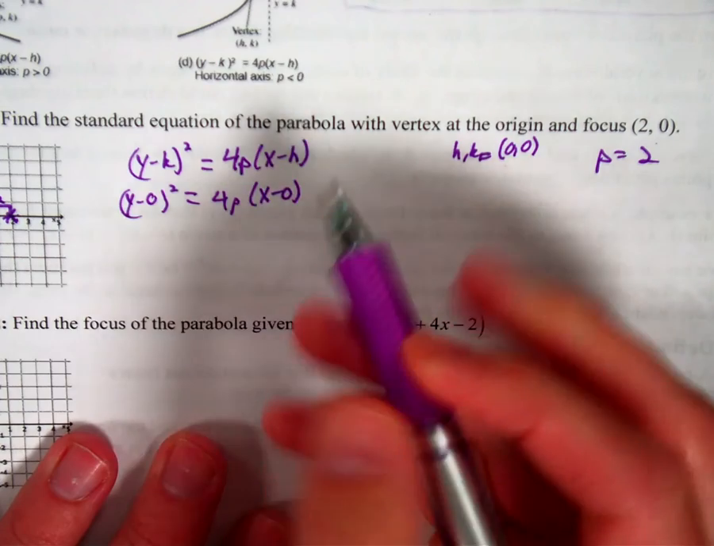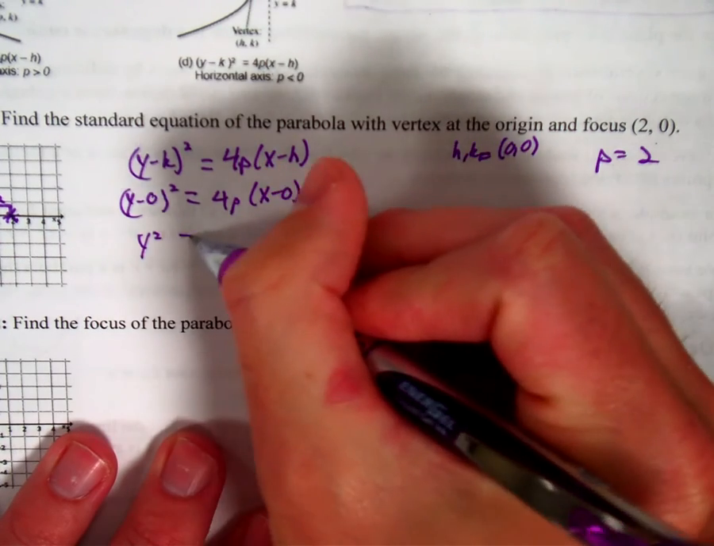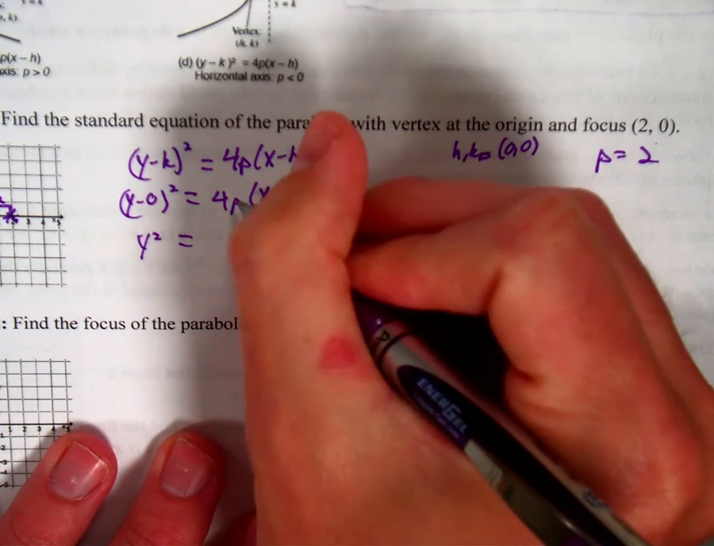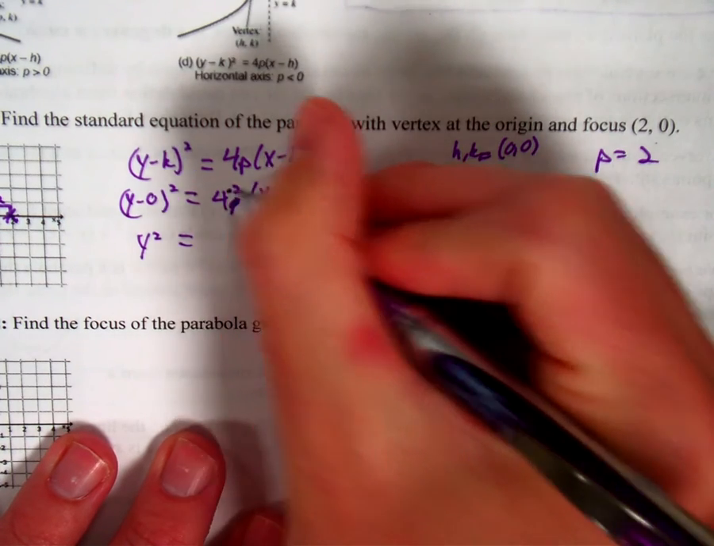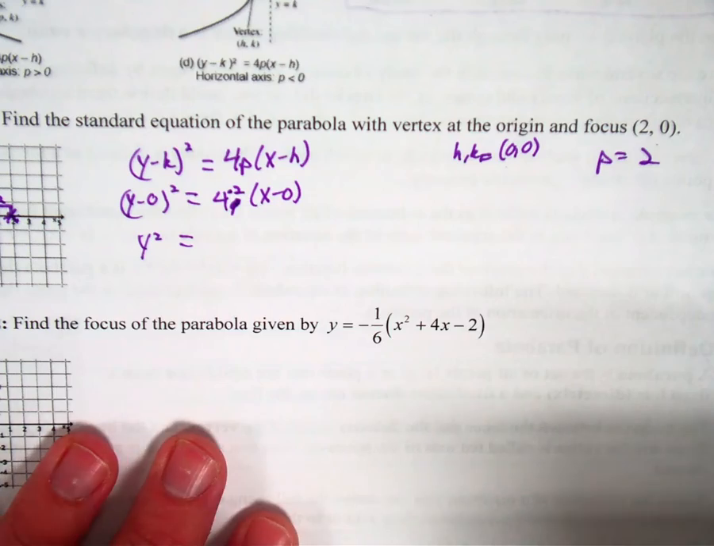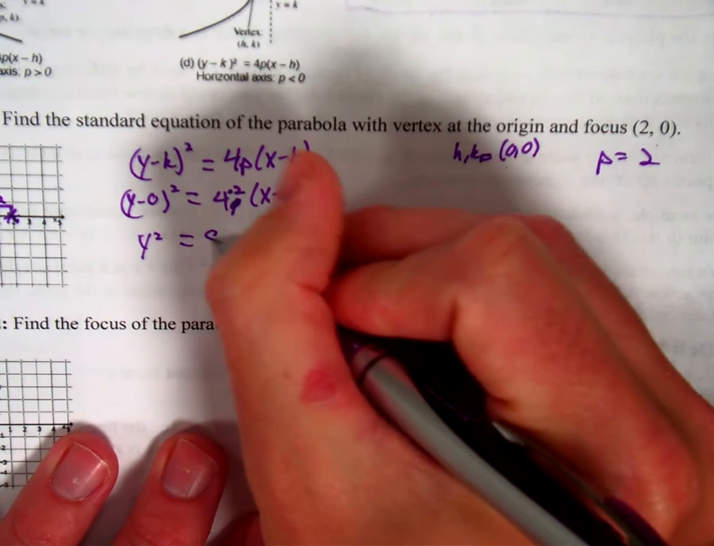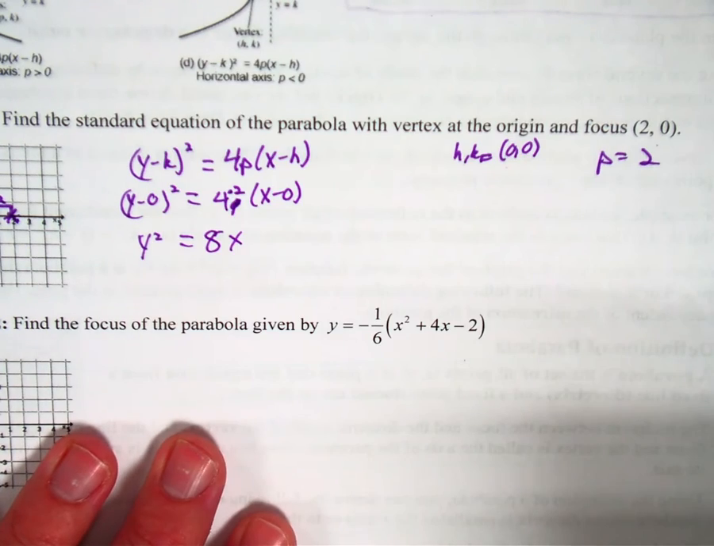Alright, well, y minus 0 is just y squared. And p we said was 2. Let's put that in there, times 2. X minus 0 is just x, so y squared equals 8x.